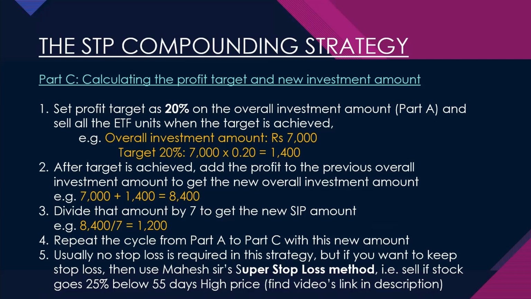But as I said, usually stop losses are not required. Once you have exhausted all the 7 SIPs, you can have your waiting period on and wait for the targets. And once the target comes, you book your profit and start fresh.